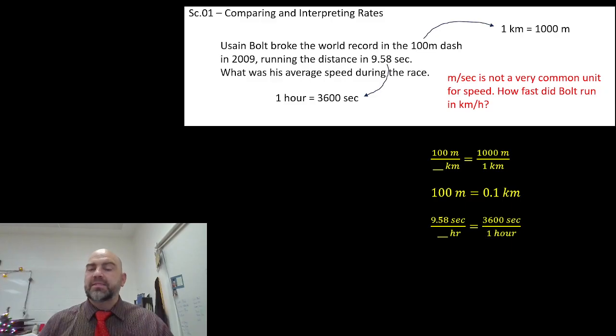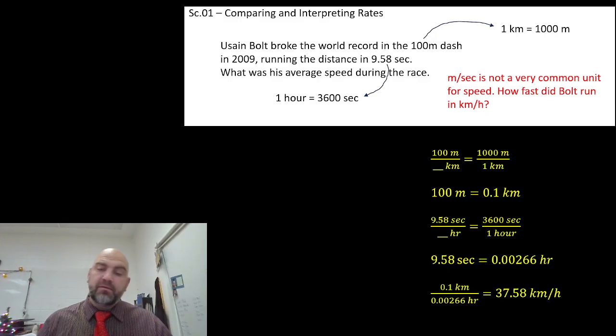Then we're going to change his seconds into hours. It's going to be a very, very small portion of an hour because it's only in seconds. And so 9.58 seconds becomes 0.00266 hours. We want to try to keep that as accurate as possible, so try to keep a bunch of decimal places when we're doing that. Now, once we're at this point, we can just divide kilometers by hours, and it's going to give us a speed of 37.58 kilometers per hour, or maybe a little faster than I can bike.